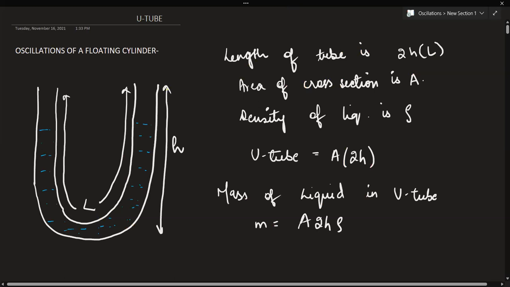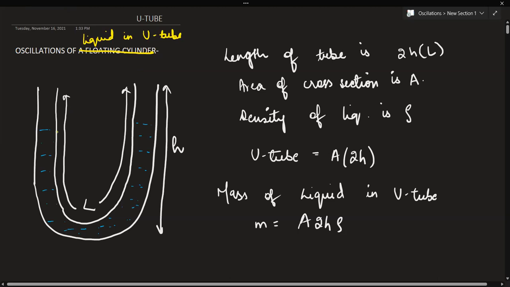See, one of the topics that was left yesterday was oscillations of a floating cylinder. First, we'll do oscillation of a liquid in a U-tube column, then the floating cylinder. H2, oscillation of liquid in U-shaped tube.